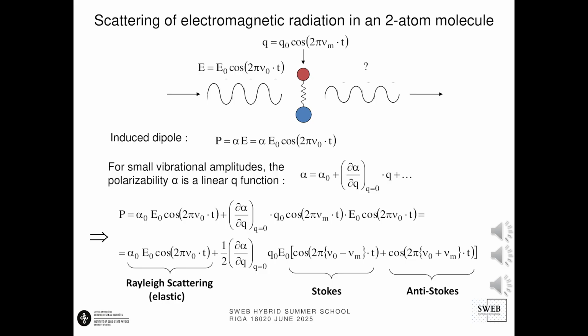Now, an oscillating dipole emits electromagnetic radiation. The first term corresponds to radiation with unchanged frequency. This is the Rayleigh scattering. The frequency of the second term is reduced by the molecular vibration frequency. The frequency of the third term is increased by the molecular vibration frequency. The second and third terms correspond to Stokes and anti-Stokes scattering, respectively.